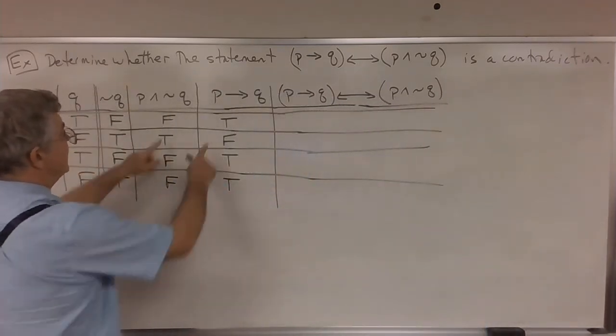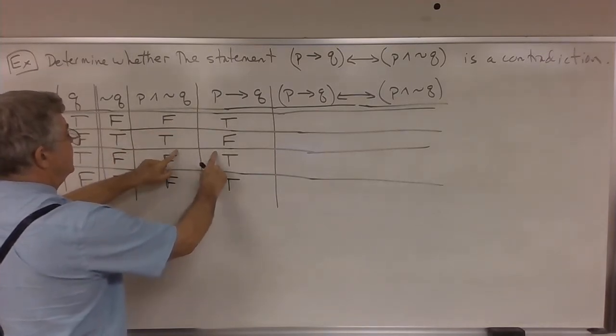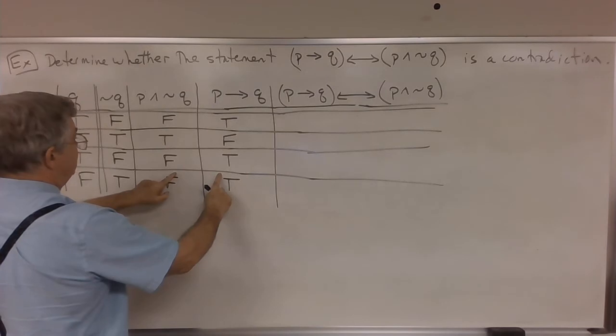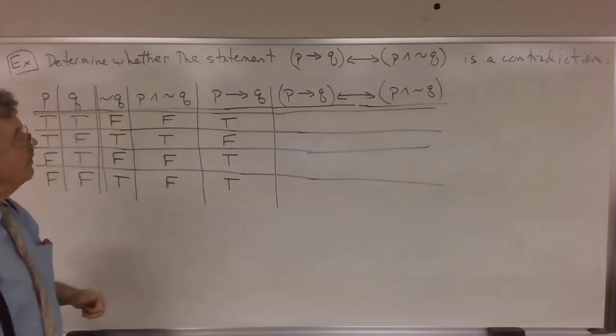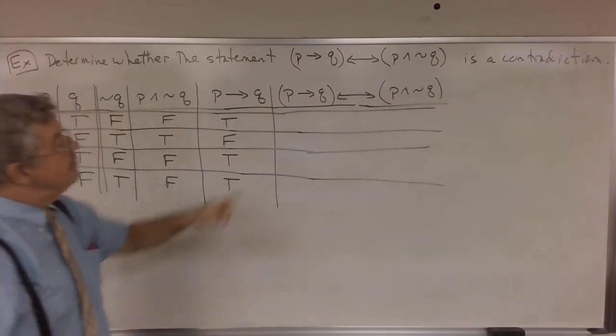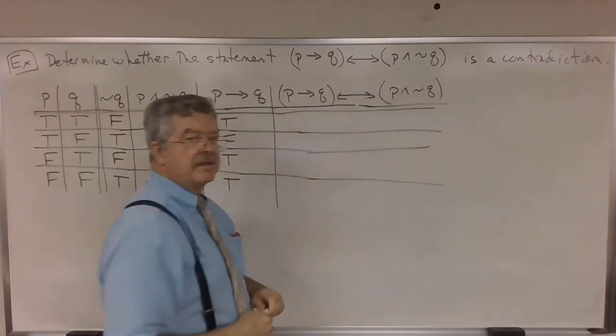Let's look. They're not both true here. They're not both true here. They're not both true here. They're not both true here. Okay. These two statements are never true simultaneously.